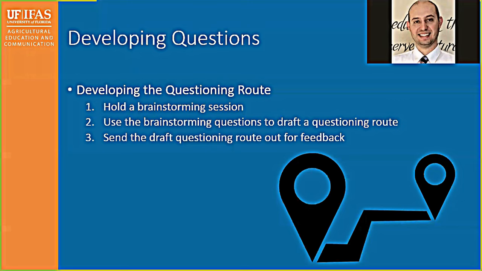The next step is to send the draft questioning route out for feedback. This is no different than if you're working on an article with a group of folks. Send the draft to the brainstorming team and ask, will these questions get us the information we need, first and foremost? Then we have to look at what we missed and what can be deleted. Are these the words the participants would use? Does the flow make sense? And then revise the questioning route based on the team's feedback.